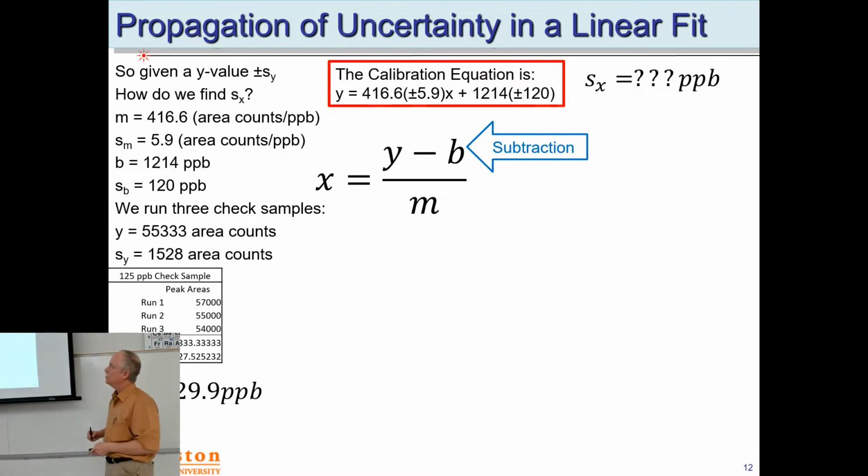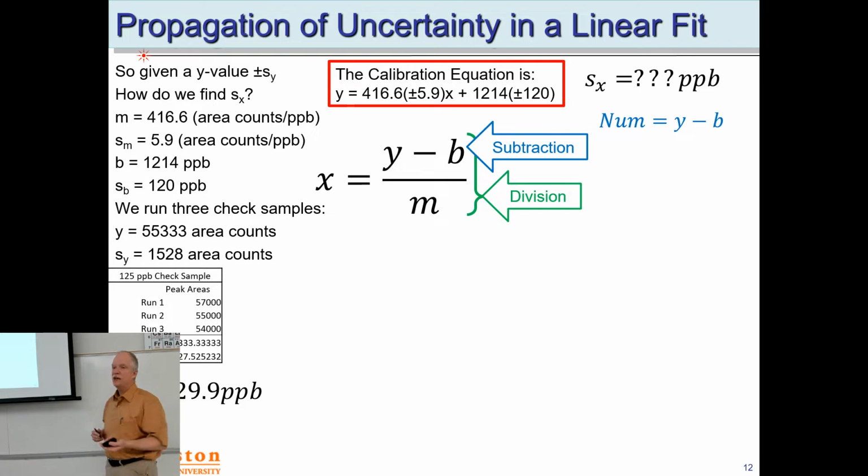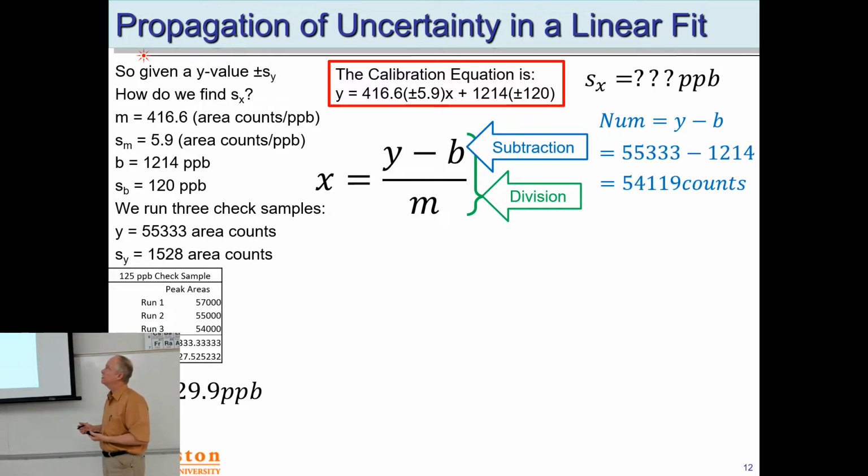So in this case, we've got a subtraction, and then we've got a division. So let's do the subtraction first. So our numerator, so I'm just going to make up a term. I mean, I could give it a constant. I could say k or something like that. I'll just call it numerator. Numerator y minus b. And so that value is 54,119 counts. We have to know that value because we're going to take the relative standard deviation of that numerator value. So we have to calculate the numerator and hold it. So we've calculated the numerator, and we need the uncertainty in the numerator.